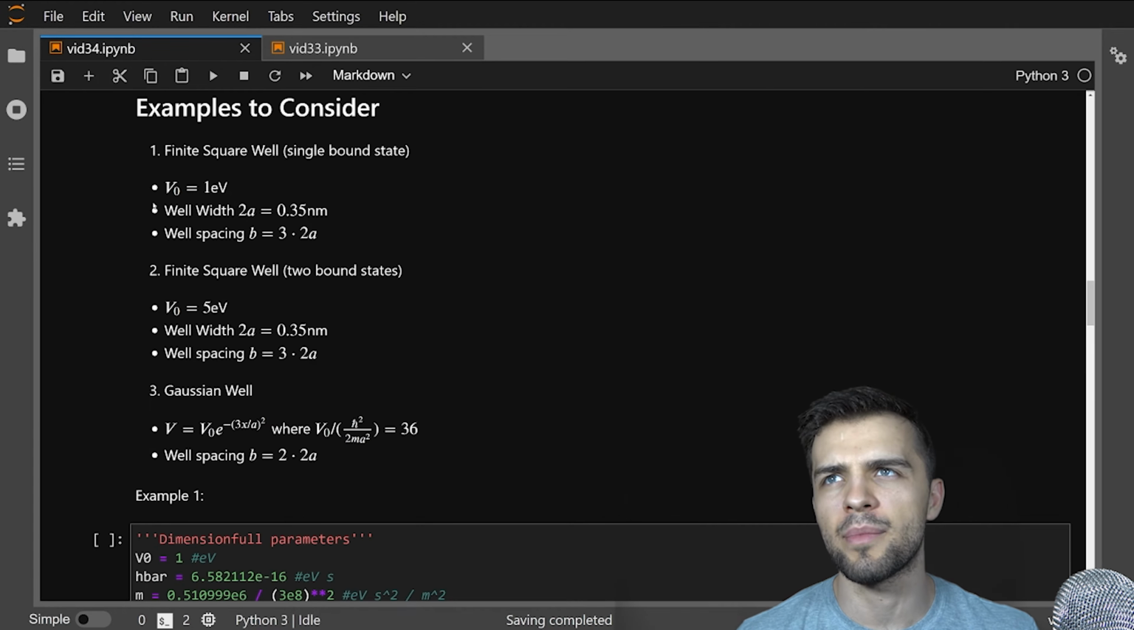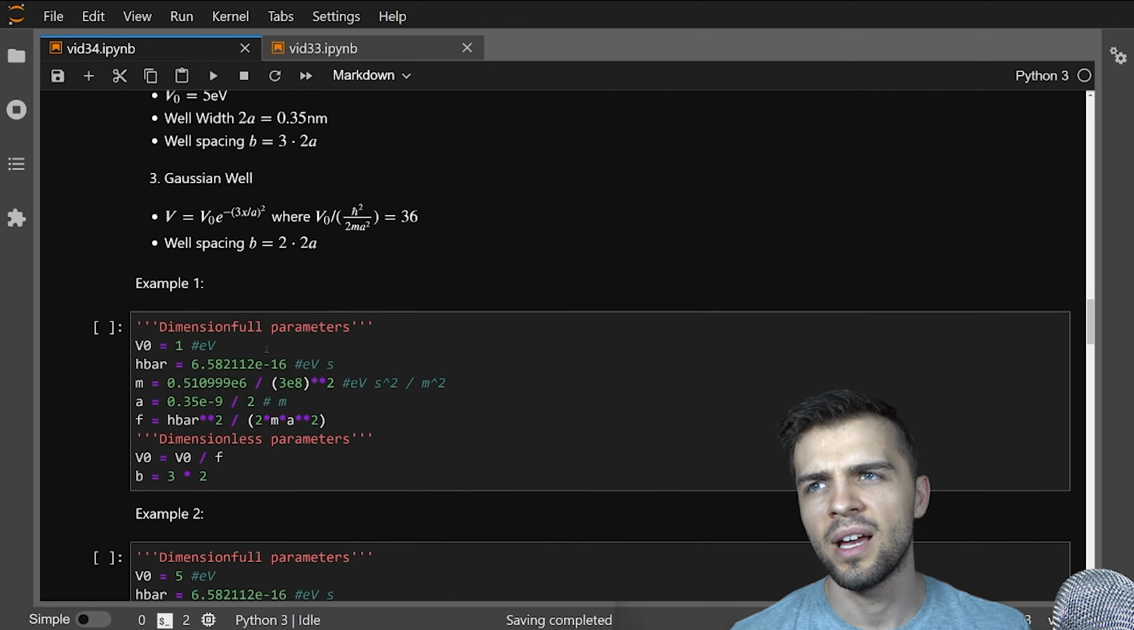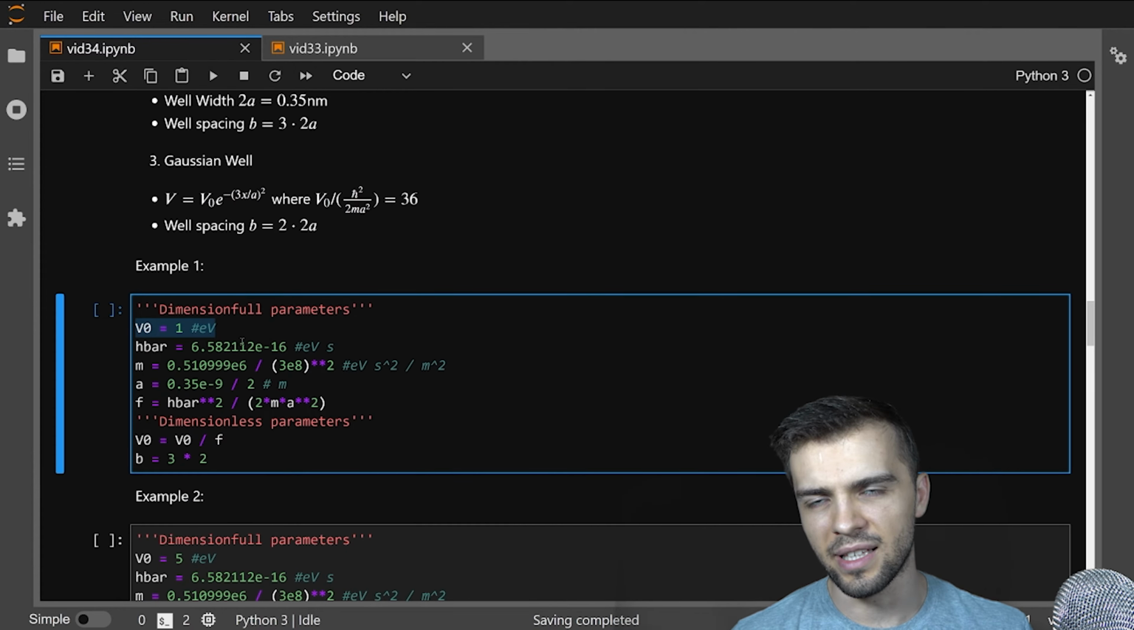So let's first get the parameters for this first well here. I'm going to set V naught, that's my scaling of my finite well, to 1 electron volt.